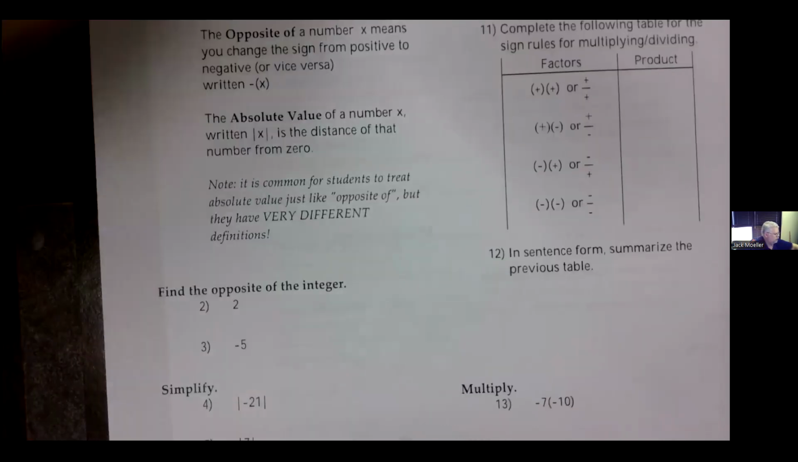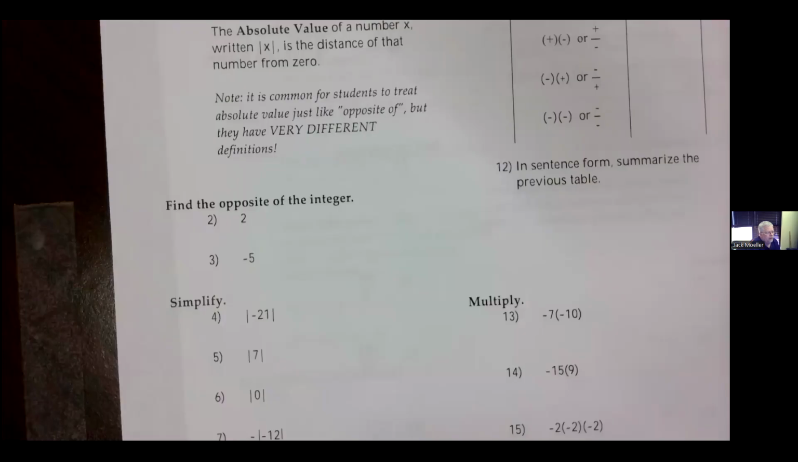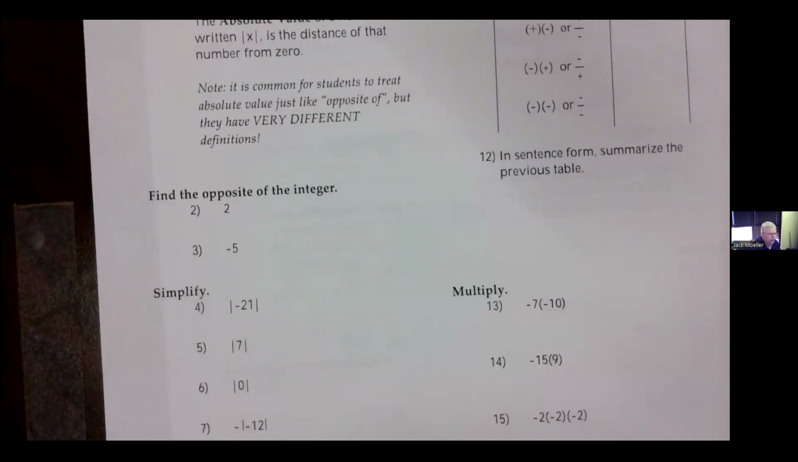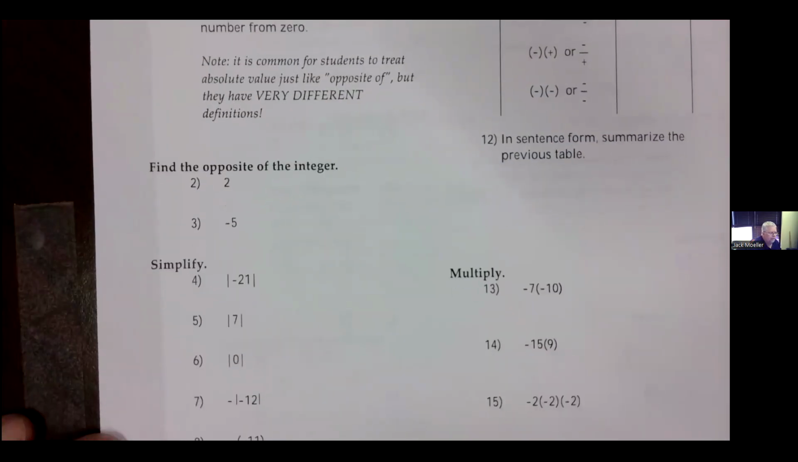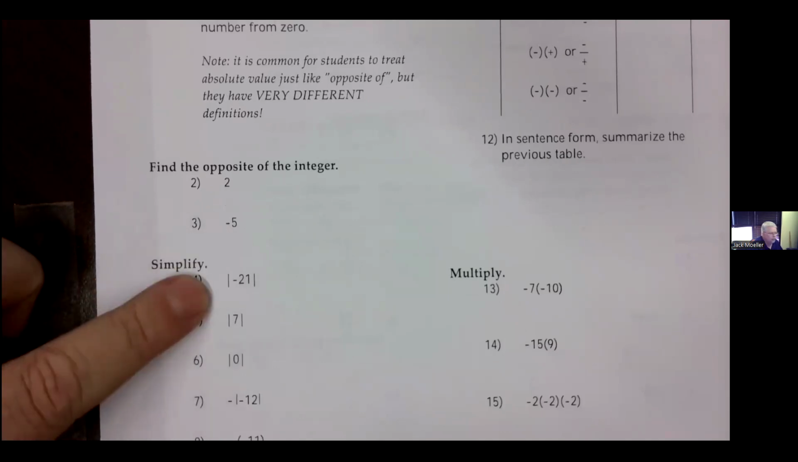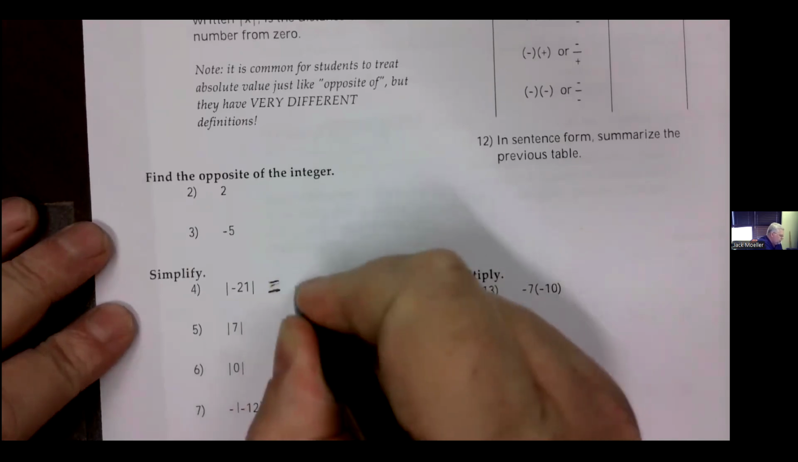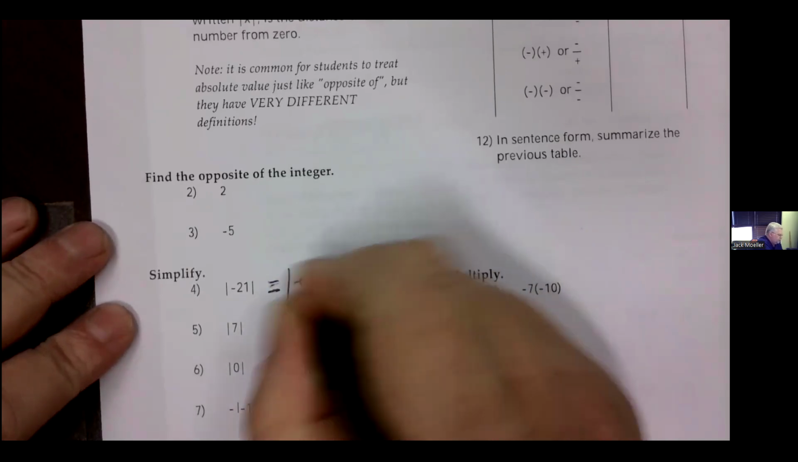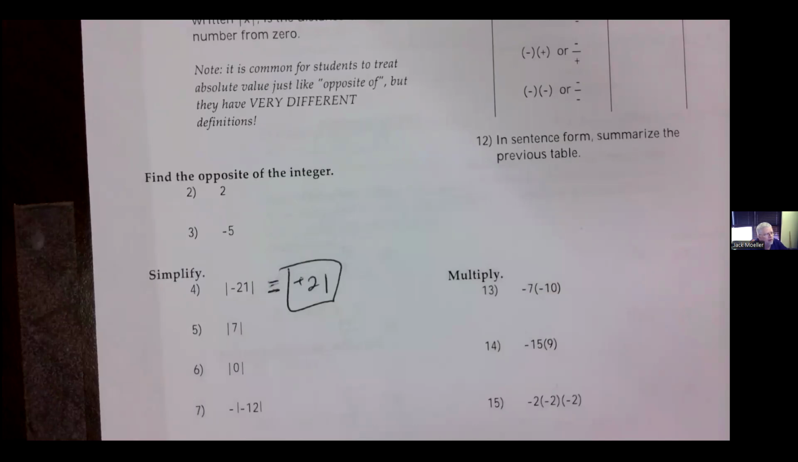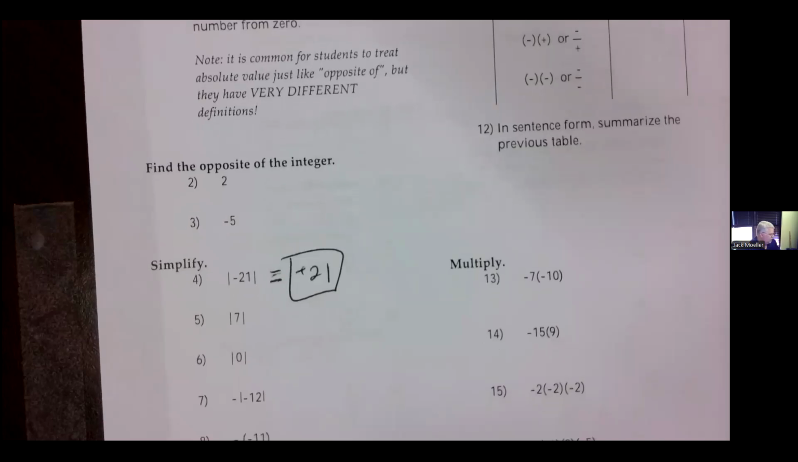All right, let's do a couple quick examples of this. I'm going to skip the opposite of, we're good with that. So the absolute value of negative 21. Well, how far is negative 21 from 0? It is positive 21. Now, you don't have to put the positive in the answer, like when you're doing MyMathLab, but in the notes, since we are specifically talking about positives and negatives in this lecture, I'm going to put those little positive signs up there just for emphasis.